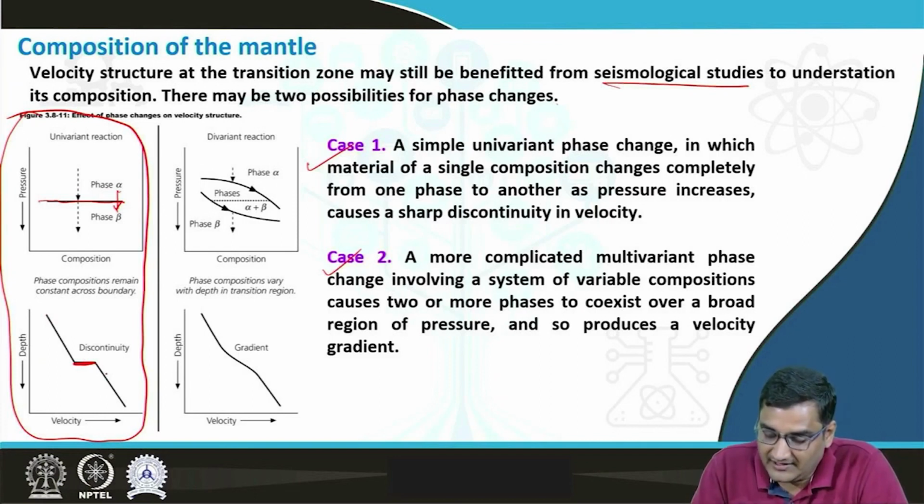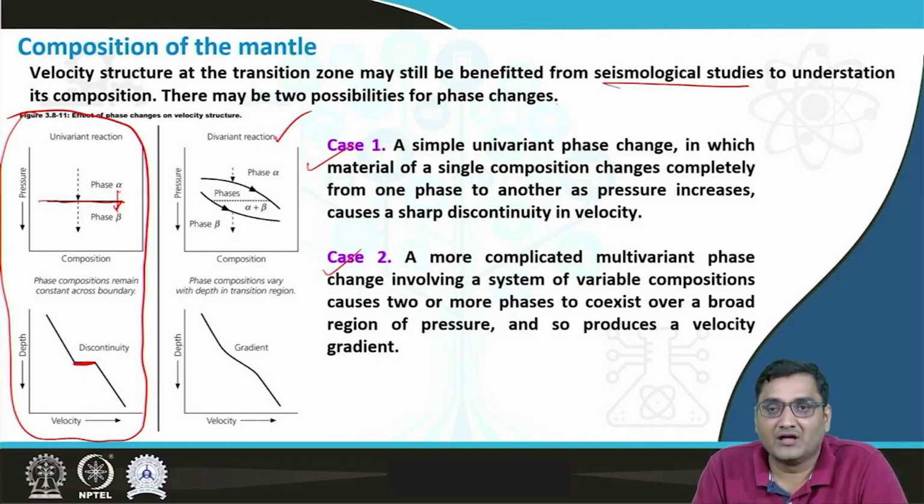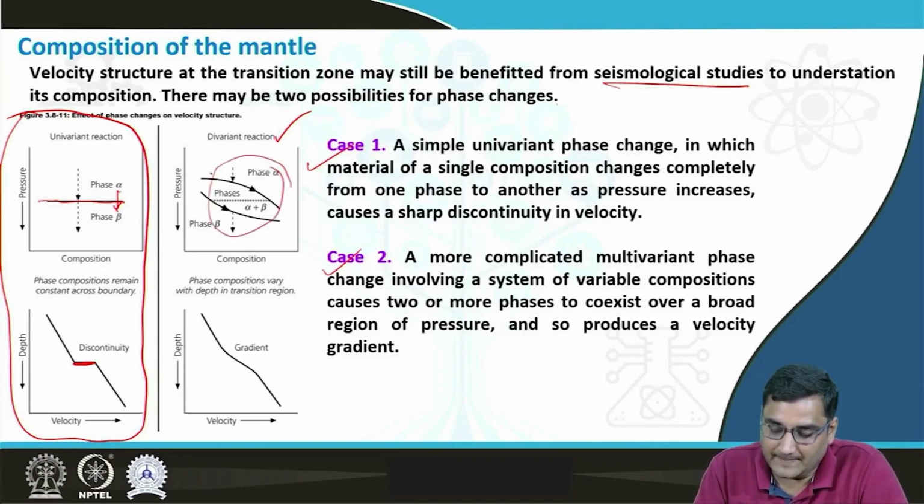But on the other hand, there can be a possibility of a complicated multivariant phase change, and we are now talking about the divariant reaction, where at a particular pressure and composition, both the phases alpha and beta are coexisting with each other over a broad region of the pressure. So this is the region where both the phases are coexisting, and this will basically produce a velocity gradient. It is not a sharp change, it is a gradient over here.